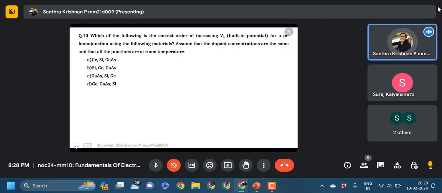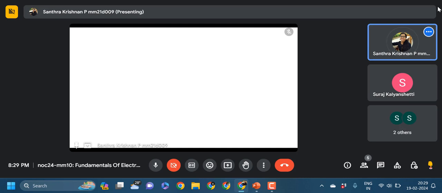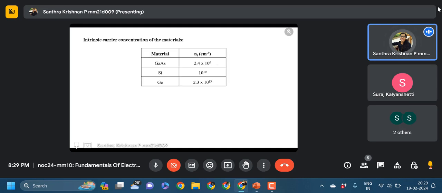Now from one of the previous sessions we had the table, right? Intrinsic carrier concentrations: gallium arsenide is 2.4 into 10 to the power 6, silicon is 10 to the power 10, germanium is 2.3 into 10 to the power 13. Now they have asked for the correct increasing order of V0. So it should be decreasing order of ni, so V0 is reversed.